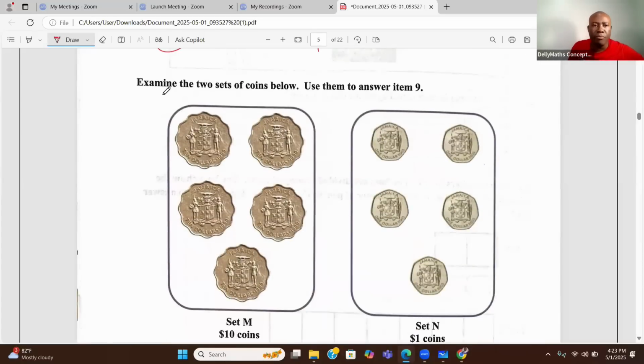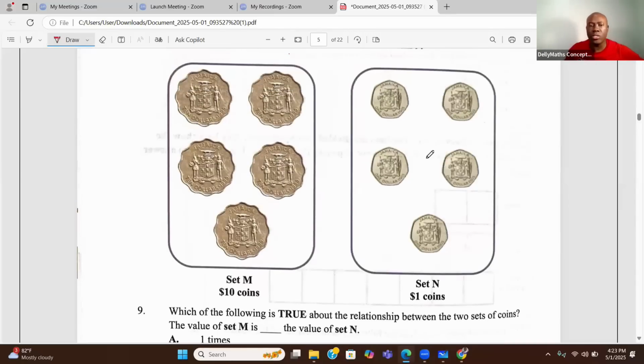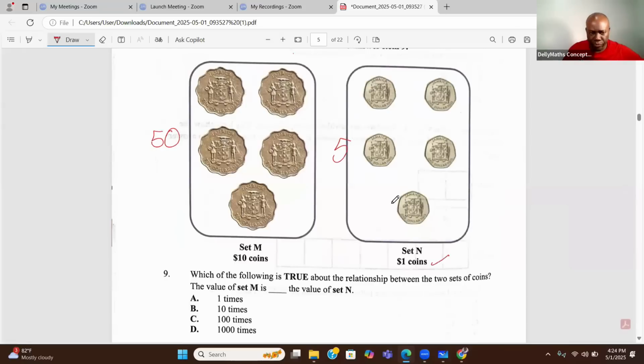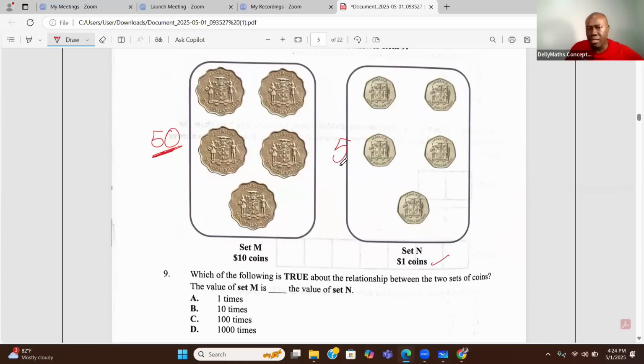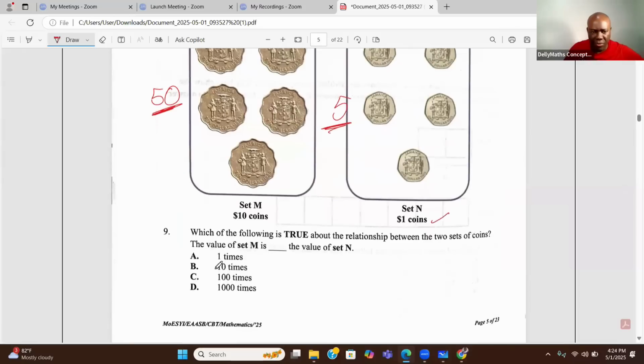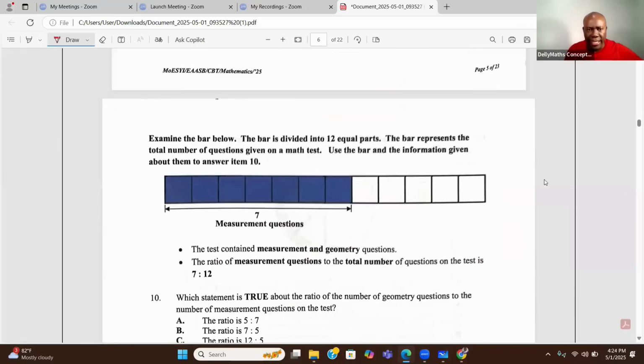Now, the next question says, examine the 2 sets of coins, and we're going to use it. All right, so we're dealing with $10 coins. We have 5 of these, 5 tens, that's $50 coins here, and we have 5. Okay, let us see what it is that they want. Which of the following is true about the relationship between the 2 sets of coins? The value of set M is dash the value of M. You could see this one is 10 times this one. So we're looking for 10 times, and that is actually B right there. All right, good. Let's see what's going on. Not so bad so far. I hope that you were clocking it just now.